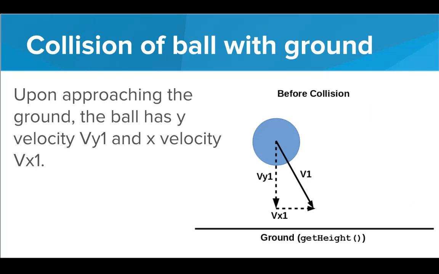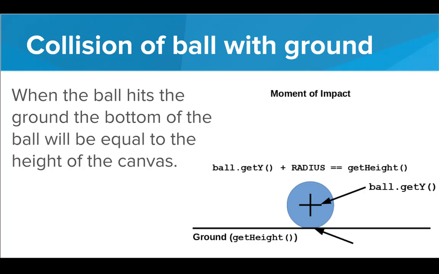To illustrate this, as the ball approaches the ground, it will have an initial velocity of Vy1 and Vx1. Because the ground exerts all of its force in the vertical direction, and because it's not moving, we can expect the y velocity of the ball to change, but the x velocity to remain constant.